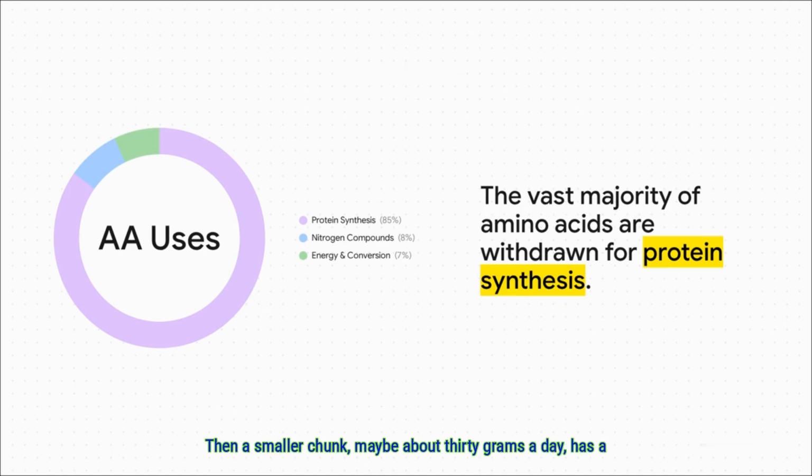Then, a smaller chunk, maybe about 30 grams a day, has a very special job. It's used to make other super important things that contain nitrogen, like the purines needed for your DNA. And whatever is left over, the body is resourceful. It can burn it for energy or even convert it into glucose or fat if it needs to.